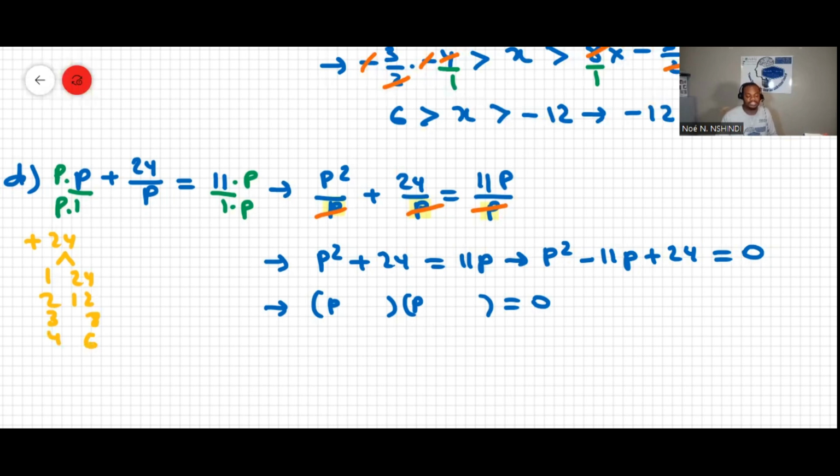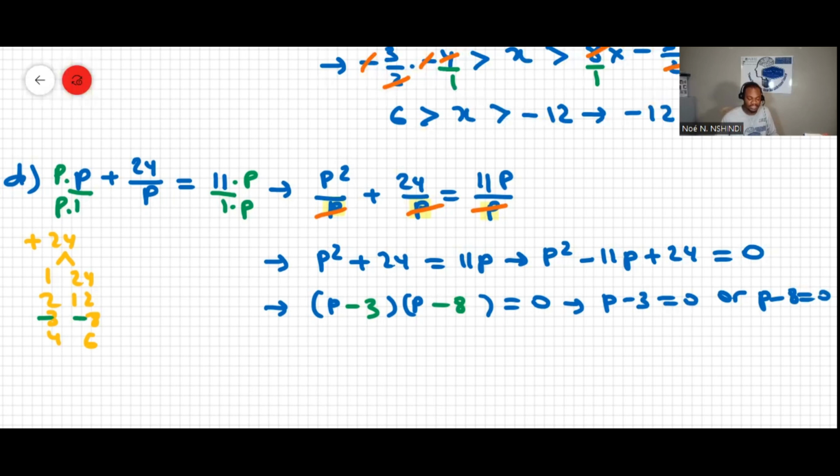So now I ask myself which couple of the factors of 24 will make a sum equal to -11. It's only possible with 3 and 8. With 3 and 8, we can make 11. So to make it -11, I'll make -3 and -8 there. Then this makes P minus 3 equals 0, or P minus 8 equals 0.